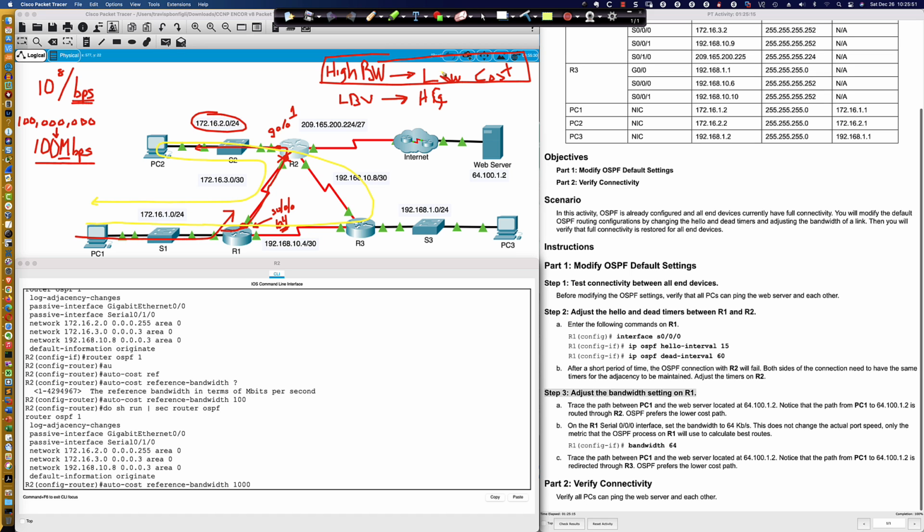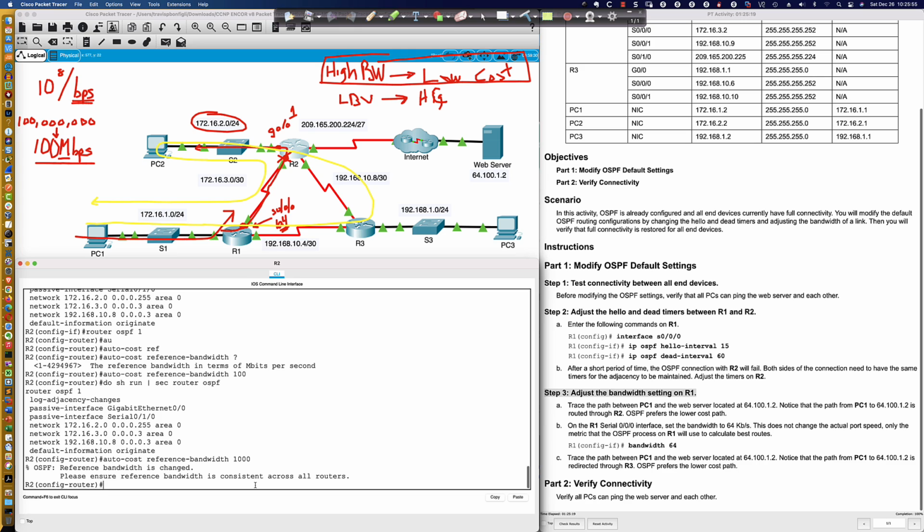So that is the same conversation we're about to have when I say auto cost reference bandwidth 1000. And there's the message I warned you was going to pop up, that you're going to see when you set the auto cost reference bandwidth to something other than the default value, which is 100 megabits per second. We just set it to 1000 megabits per second, which is 1 gigabit per second. So it says, please ensure reference bandwidth is consistent across all routers.